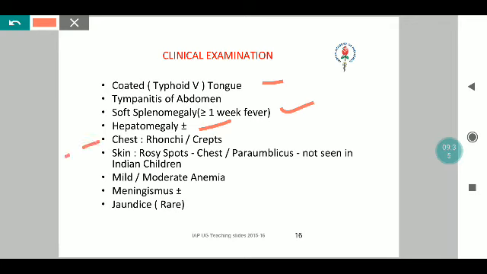Now rose spots are pathognomonic to typhoid fever, but due to complexion are not seen in Indian children. This is important from an entrance exam point of view. Rose spots are pathognomonic for typhoid fever but are not seen in Indian children, and it may also be associated with other complaints like mild to moderate anemia, meningismus, or very rarely manifestations of jaundice due to liver involvement.